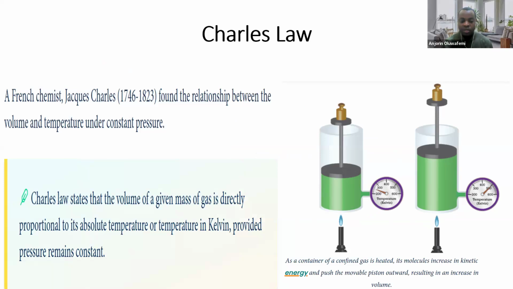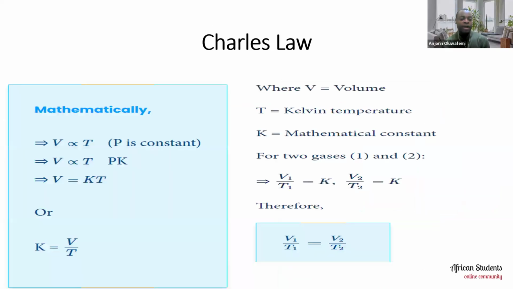Resulting in an increase in what? In volume. Temperature increases, volume increases. So it's actually a direct relationship between these two. Now, mathematically, volume is directly proportional to temperature when P is constant. That's the mathematical representation for Charles' law.